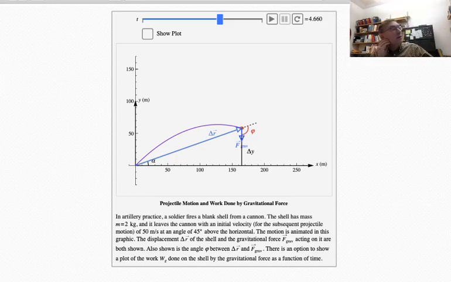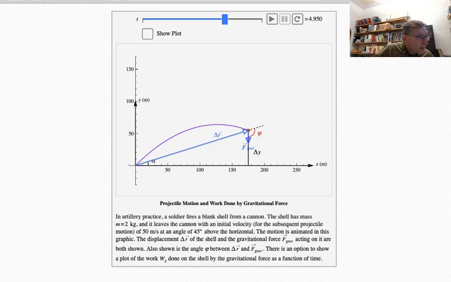There's the displacement delta r from the starting point out to where it currently is. There's F grav downward. There's the angle phi, and delta y is the change in the y-coordinate. So if I asked you to calculate W grav, let's just do an estimate here. Let me try to get the projectile lined up roughly with a y-coordinate of 50 meters. Then the delta y is 50 meters.